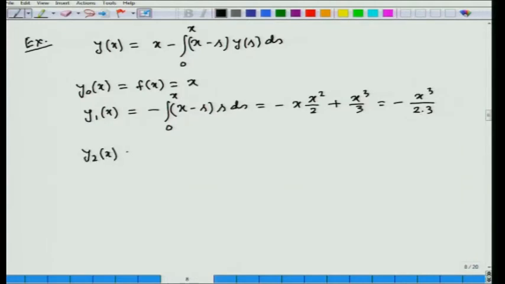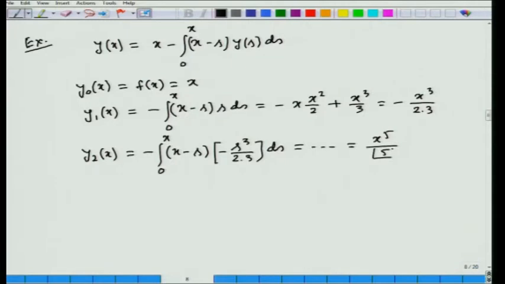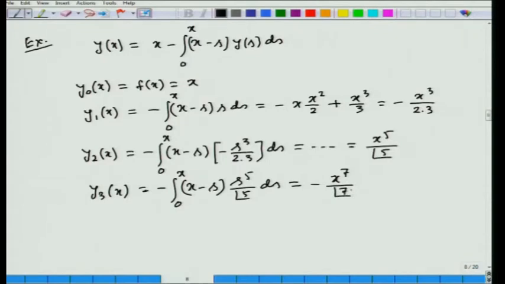Calculating the third term, y2(x) will be minus integral 0 to x of (x minus s), then y1(s) is minus s cube divided by 2 into 3, ds. After some calculation this results in x to the power 5 by factorial 5. With just one more iterate, you can calculate minus integral 0 to x of (x minus s) s to the power 5 by factorial 5 ds, which results in minus x to the power 7 by factorial 7.